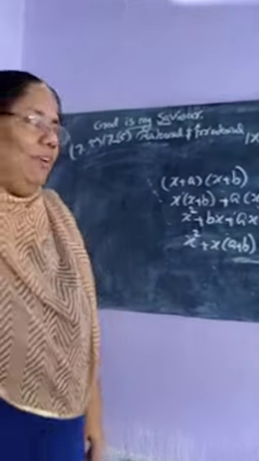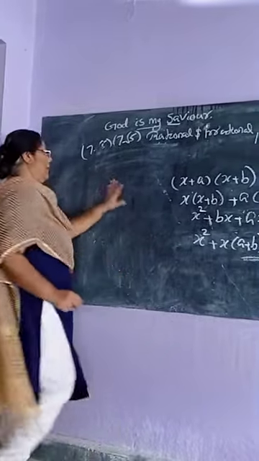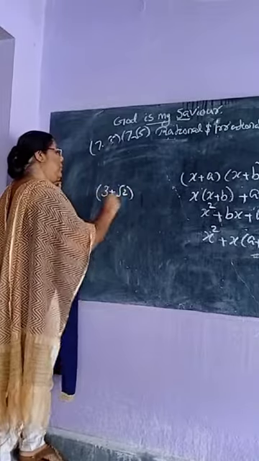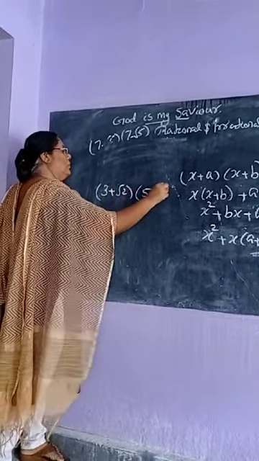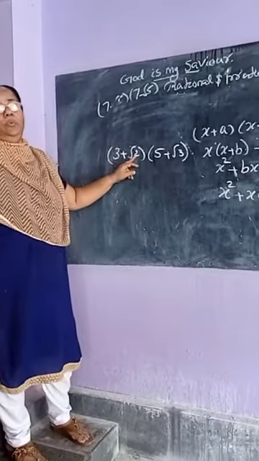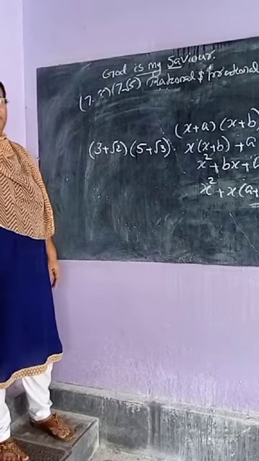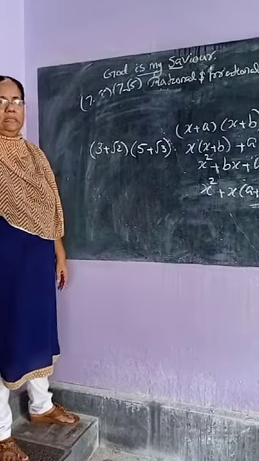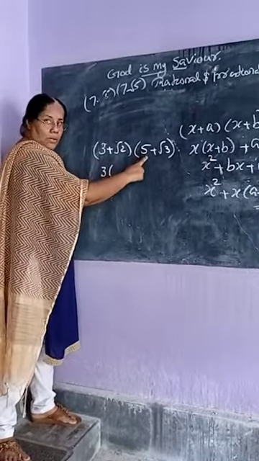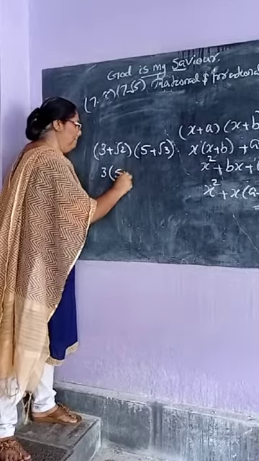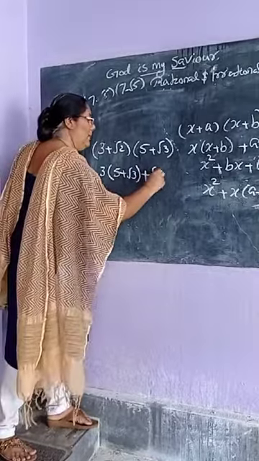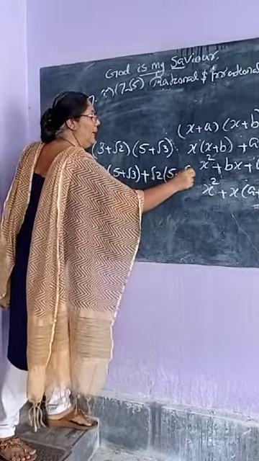Now, listen, one question. 3 plus root 2 into 5 plus root 3. This is my question. Multiply 3 plus root 2 into 5 plus root 3. This is only basics. Understand? 3 into 5 plus root 3, plus root 2 into 5 plus root 3. Agree?